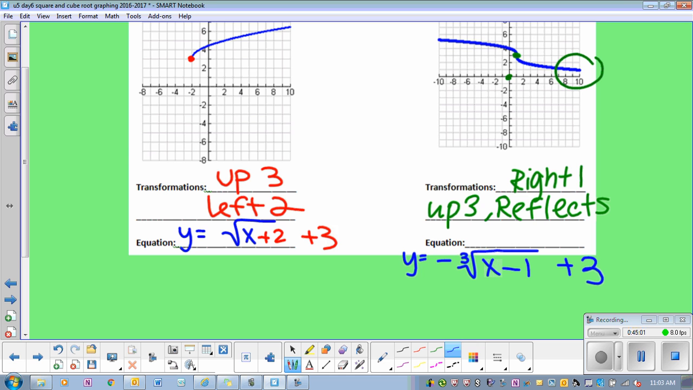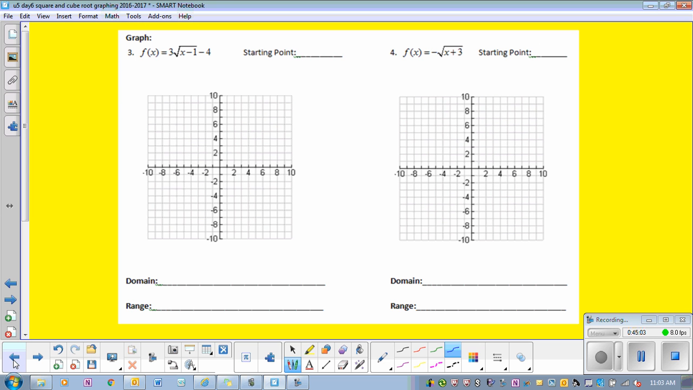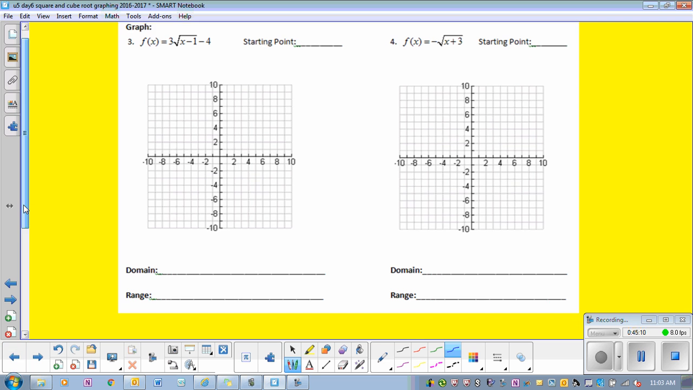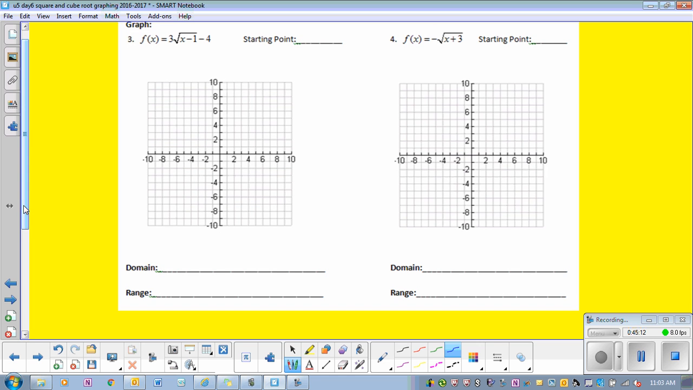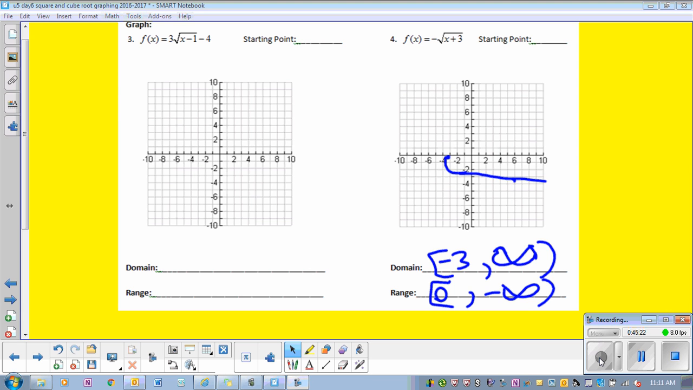Let's do number 4. I want you guys to try number 4. Give me the starting point, give me the domain and the range, and graph it. This one was a tricky one. But I thought you guys could get it, and you were very close. I'm so glad that you guys tried this.